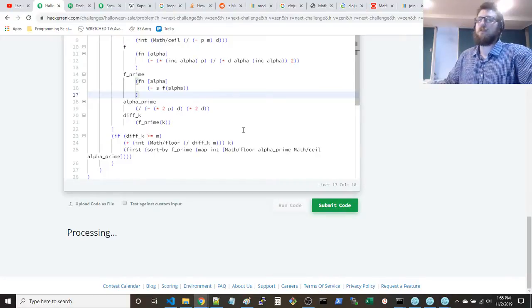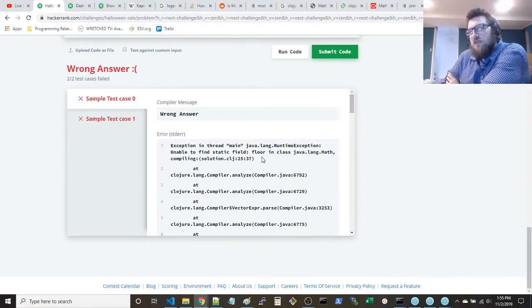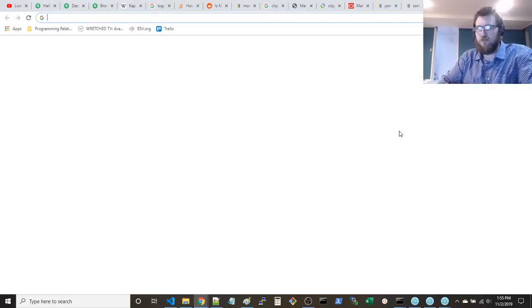Let's see what we get here. Let's see how we do. If it compiles even. Pretty unlikely to compile. Java math floor.